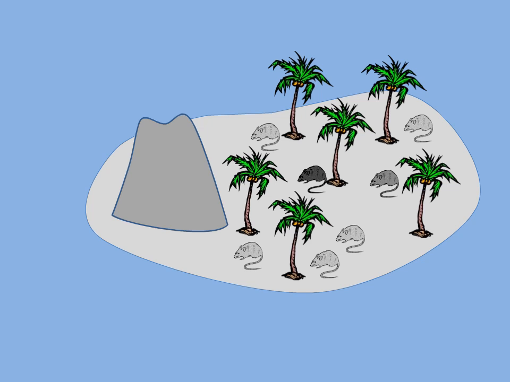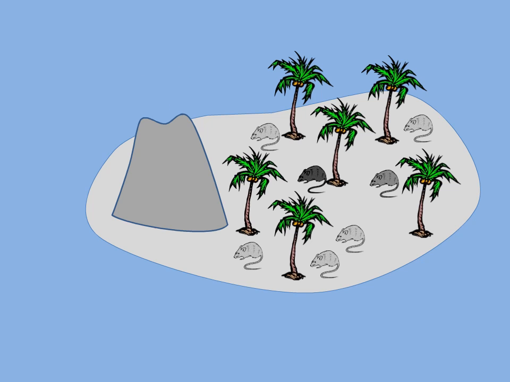So the dark-furred mice are selected against in this type of environment. The lighter mice survive longer and produce more offspring as a result. The mice with light fur are better adapted to the environment with light sand. But what if the environment changed, as all environments do?